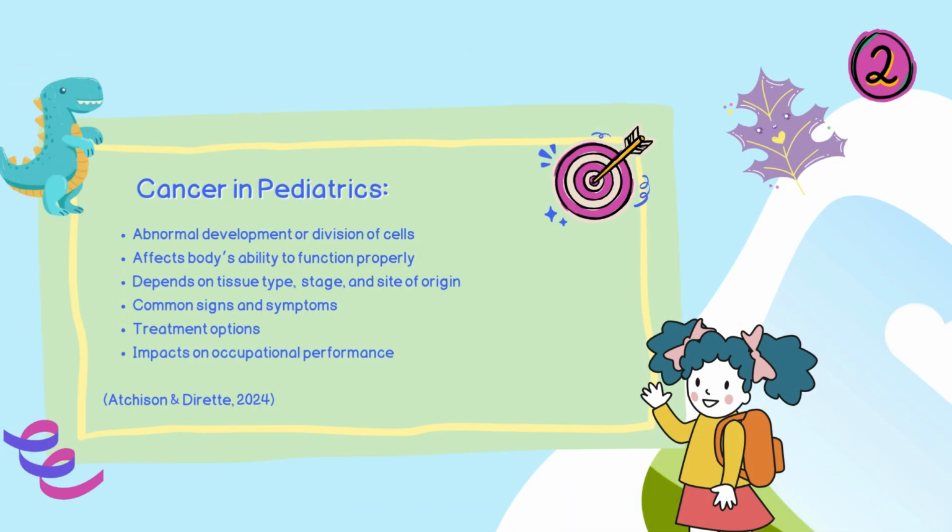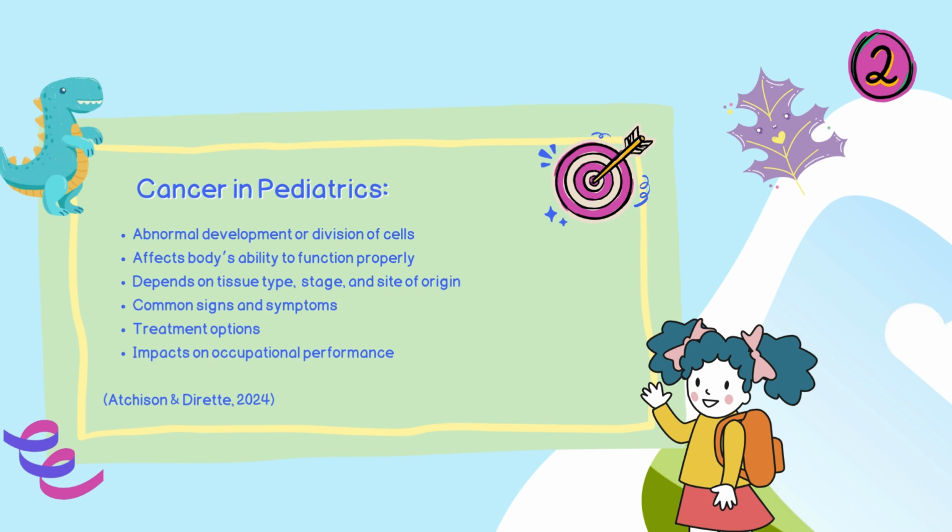Jumping right into our diagnosis, cancer in pediatrics. The term cancer refers to many related diseases in which some of the cells of a person's body divide without control or develop abnormally. If the cells grow without control, the result is the potential to invade other tissues. The type of cancer depends on the following: tissue type, stage of severity, and site of origin.